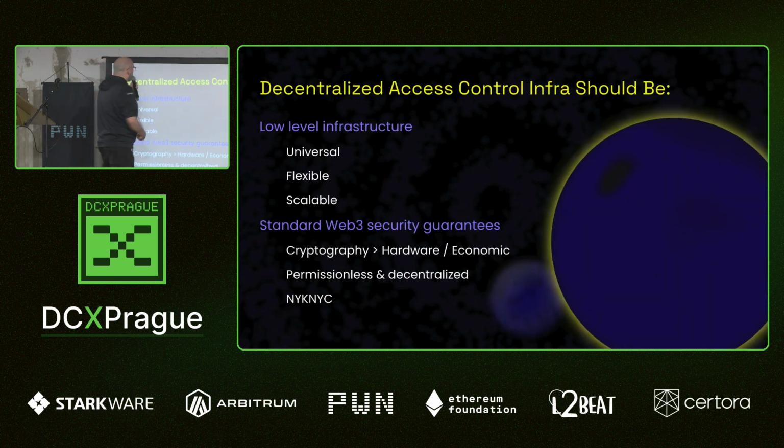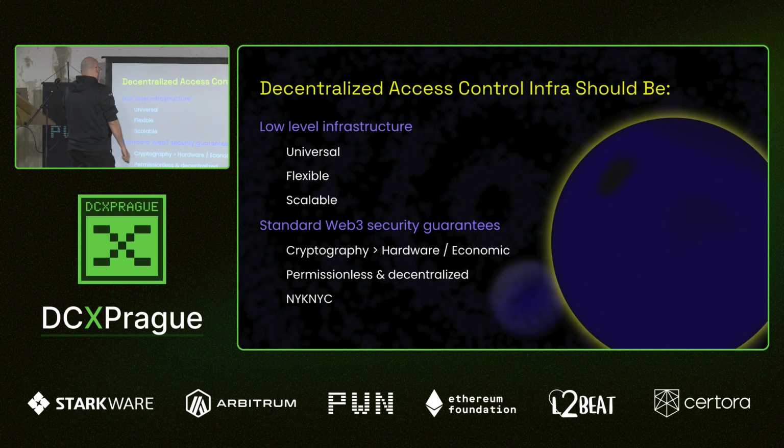So how should a decentralized access control infrastructure look like, right? So we need it to be a low-level infrastructure. We need it to be universal, right? It can't just be relevant to a specific chain or a specific ecosystem or a specific use case. It needs to be flexible, so you need to be able to do whatever you want, and that will be enforced in a decentralized way. And it needs to be scalable, so you can't do something that can only support a certain scale, whether it's on the decentralization part or in the performance part, right? Because you want it to be relevant to any kind of use case, or as many use cases as possible.